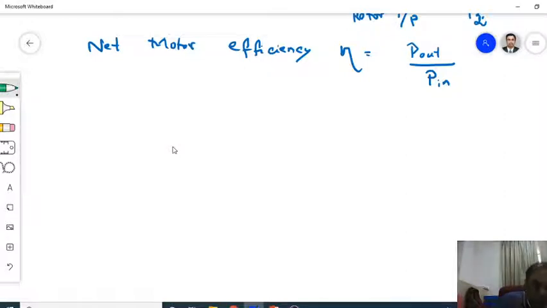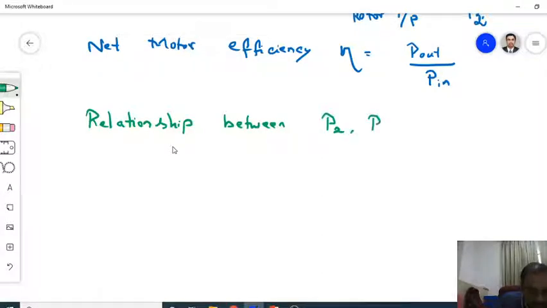Now we are going to find out the relationship between P2, the rotor input, rotor copper loss and mechanical power developed.